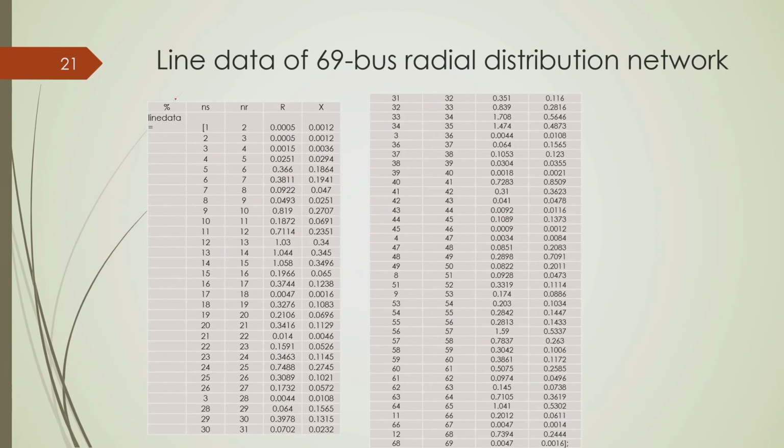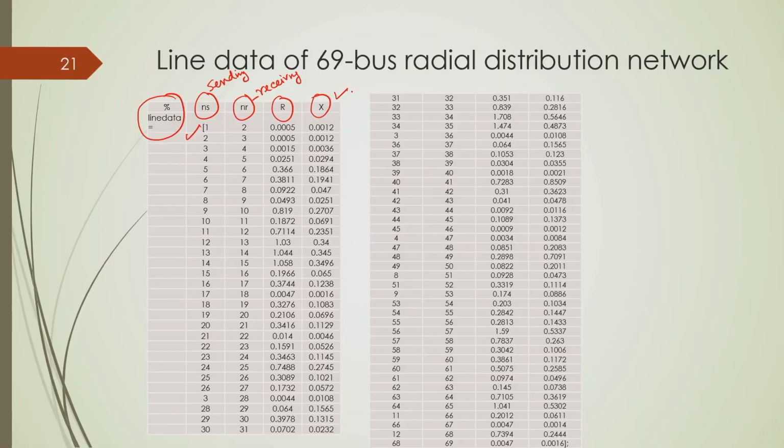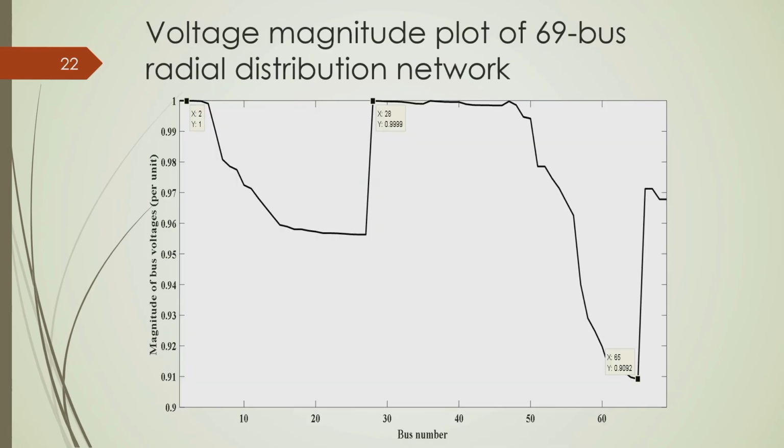Similarly, we have a line data file here, which is represented in this slide, and here you can see N S representing the sending end node, and N R is representing the receiving end node, and R and X are the corresponding resistance and reactance. They are probably in either per unit or in ohm. If they are in per unit, that is fine. If they are in ohm, that means you have to convert them into per unit.